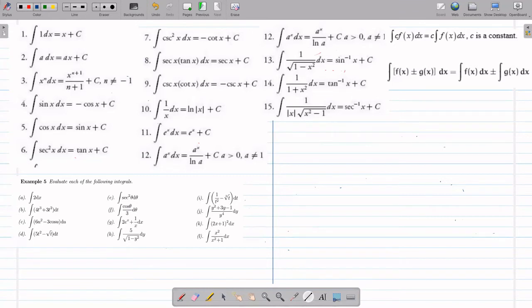Now the first one, I have to integrate 2 dx. Here this formula is given, so you can directly use that one. The integral of a dx, where a is 2 here. So this is 2x plus c.